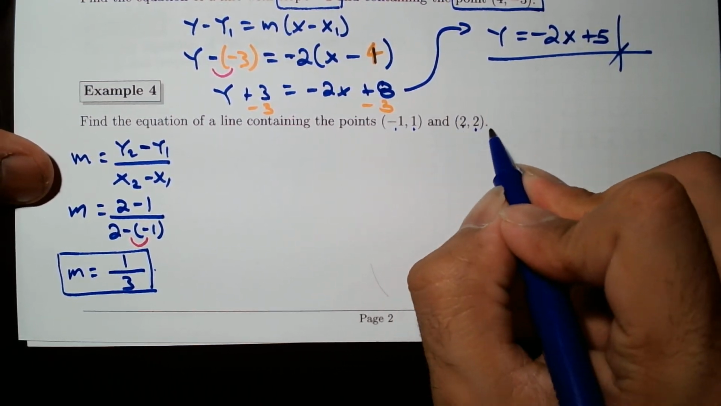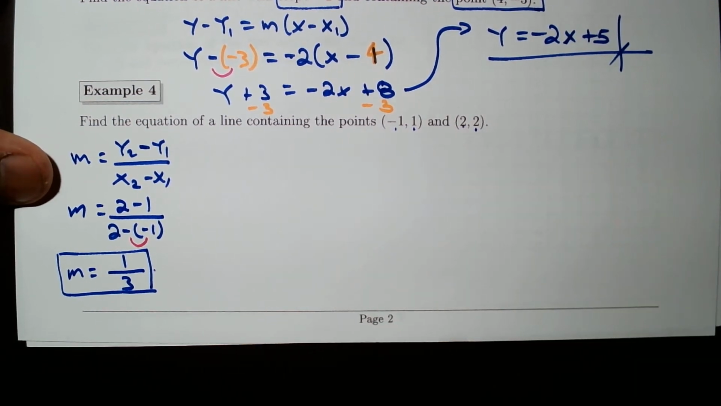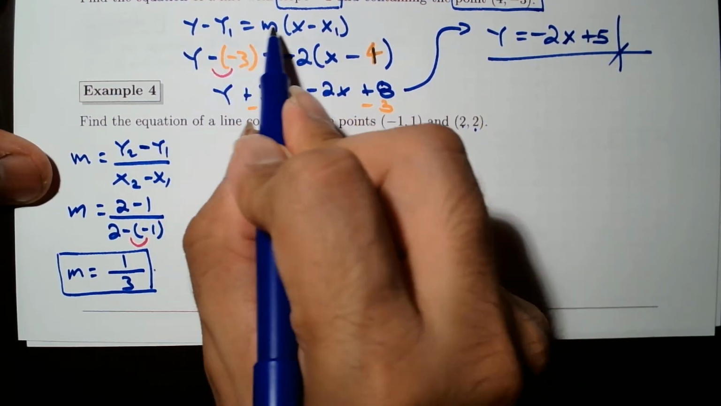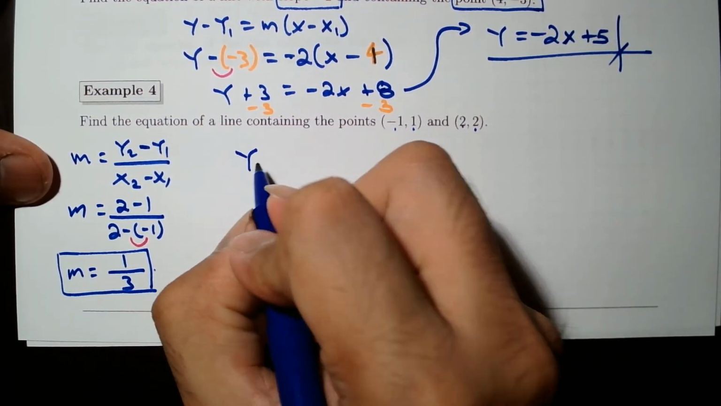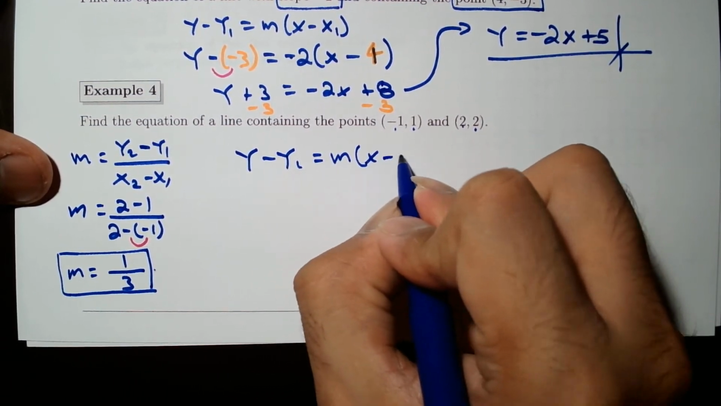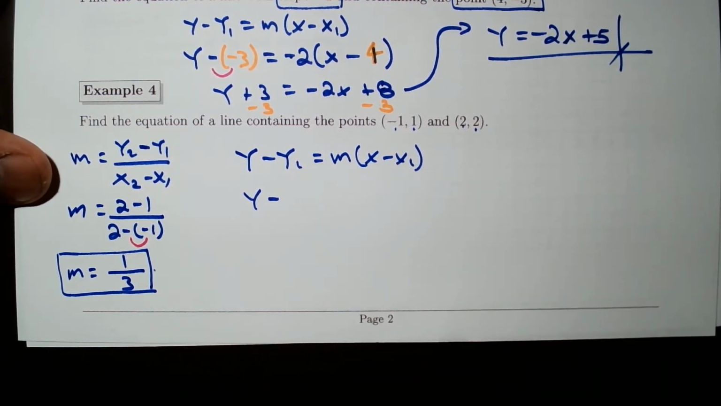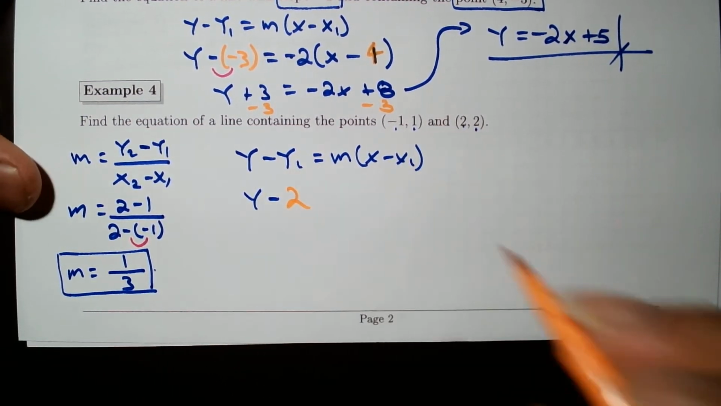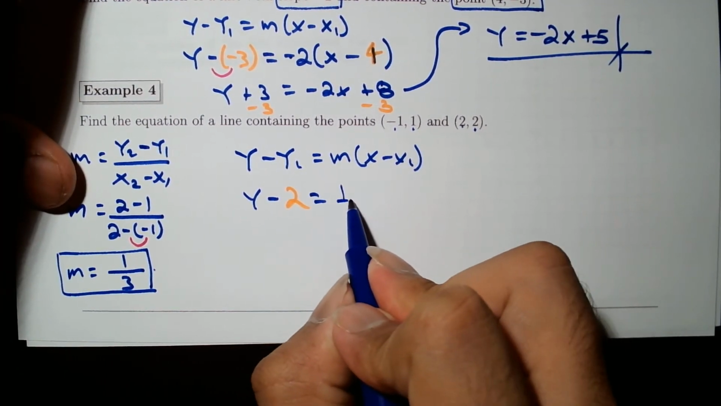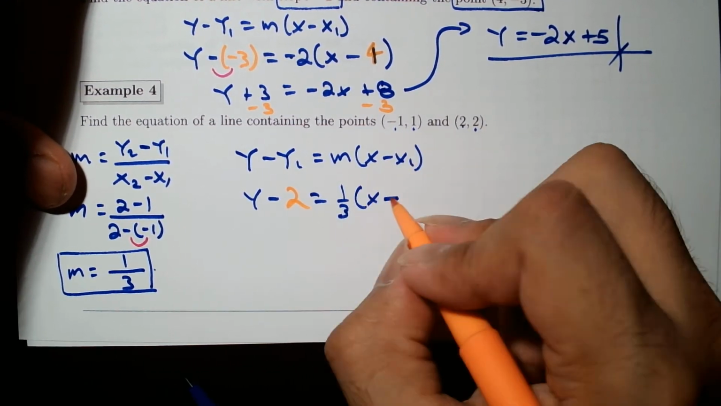I'm going to use the second one because the second one doesn't use any negatives, so we don't get a lot of silly mistakes with negative signs. I'm going to use the same form as in the previous exercise: y minus y1 equals m times x minus x1, in which y minus 2 equals m, which is 1/3, times x minus x1, which is also 2.